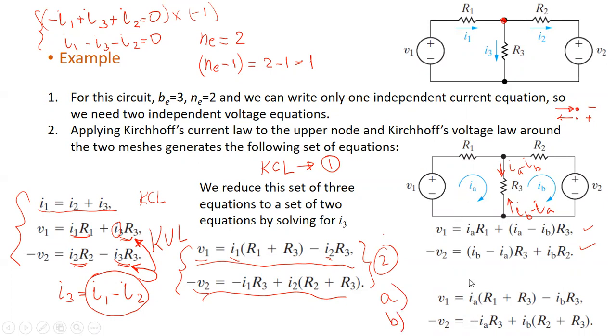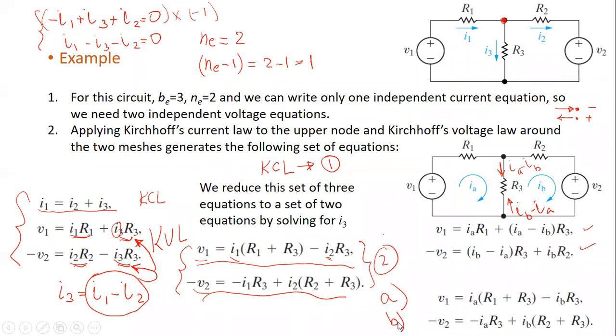So for loop A, IA will be multiplied by all resistances in the loop. So we have R1 plus R3. As you see, IA multiplied by R1 plus R3. And for loop B, the current IB will be multiplied by all resistances in loop B, which are R3 and R2. So IB is multiplied by R2 plus R3. The common resistance will be with the negative sign and multiplied by the other current. So for loop A, I have common resistance R3. It will be with a negative sign multiplied by the other current IB.